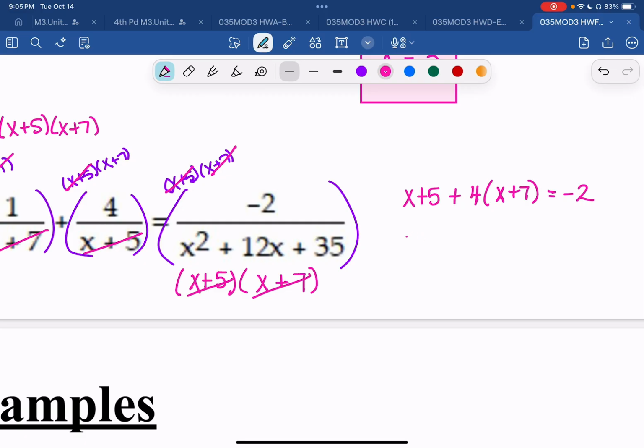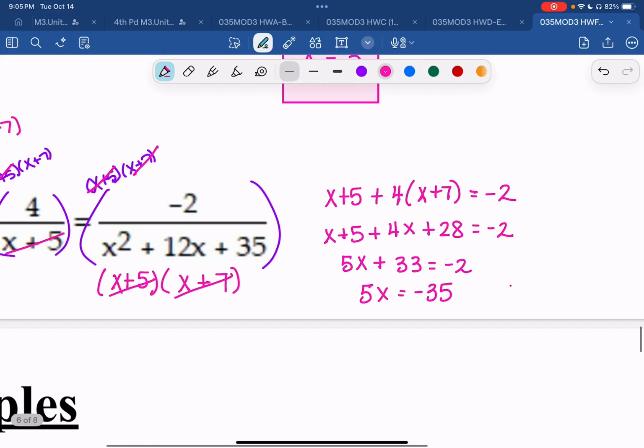All right, so now let's clean this up. So plus 4x and 28. So then I've got, let's see, 5x. I've got 33. Can subtract that 33 over. Divide by 5. So I get negative 7.